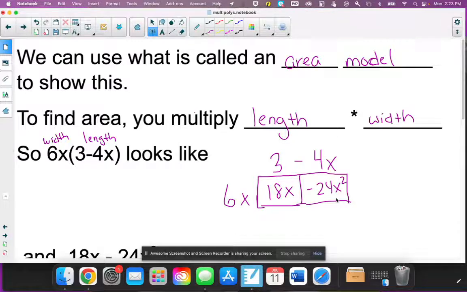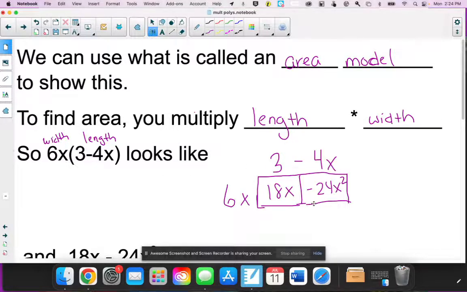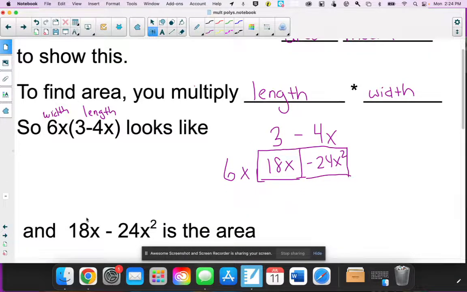And I know y'all have done this before where you have found the area of irregular rooms and you had to cut it into pieces, or even ones that had triangles and circles, and you had to cut it into pieces in order to find the different areas and put it all together. It's the same thing. We're cutting what's in the parentheses into two pieces so that we can multiply them separately to find our overall area. So our overall area, it's the same as before, 18x minus 24x squared.